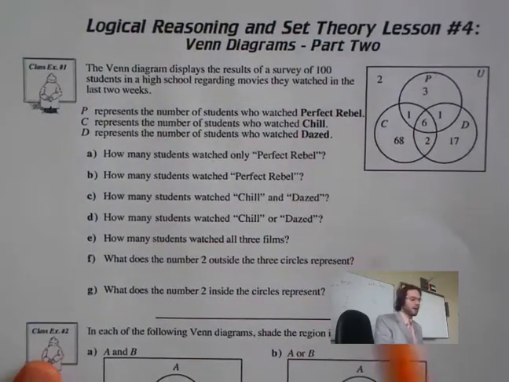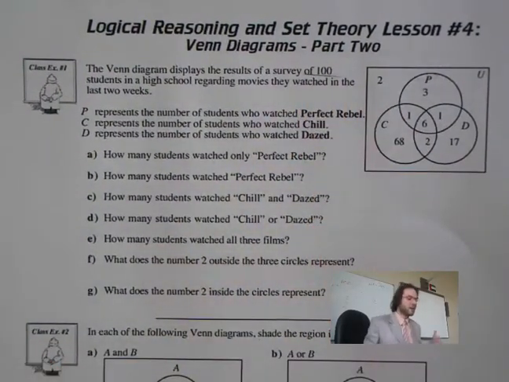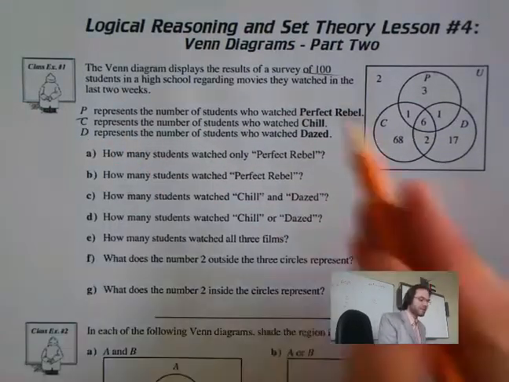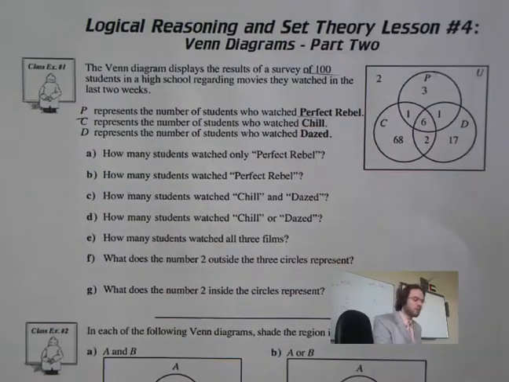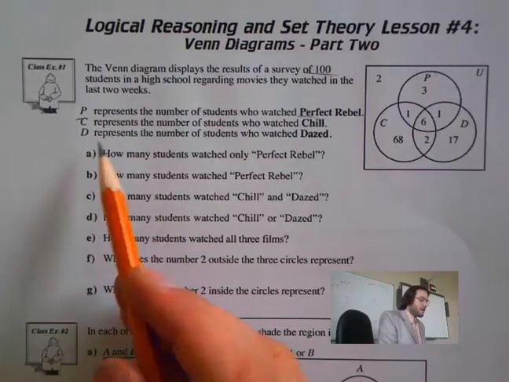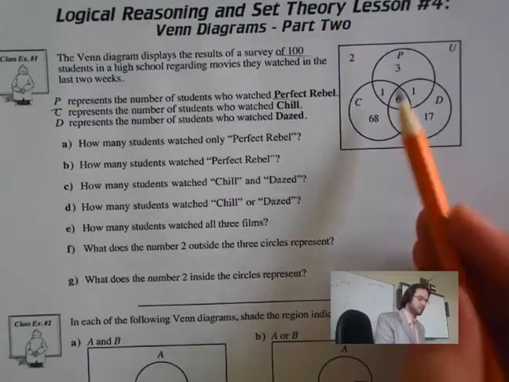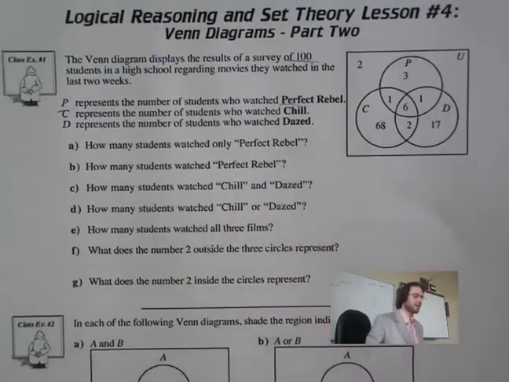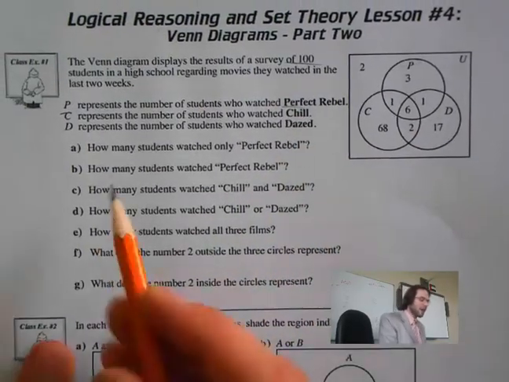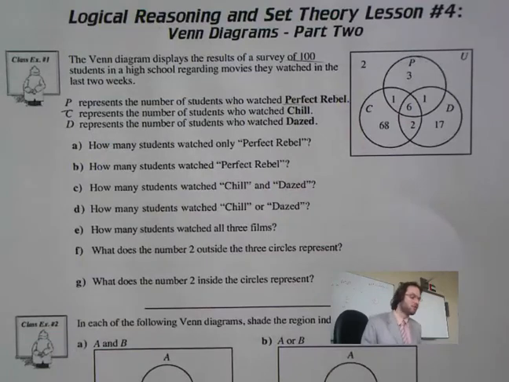It's taking a survey of 100 students in a high school regarding which movies they've watched in the last 2 weeks. So P represents the number of students who watched A Perfect Rebel. C represents the students that watched the movie Chill. And D is the movie Dazed. Okay? So now it says how many students watched A Perfect Rebel.